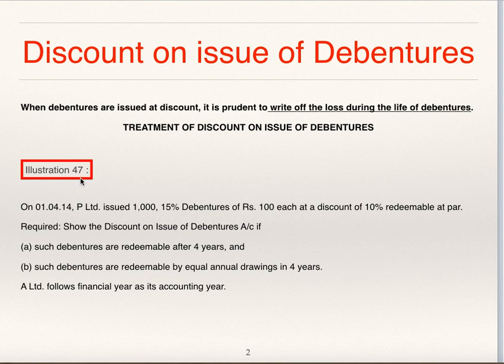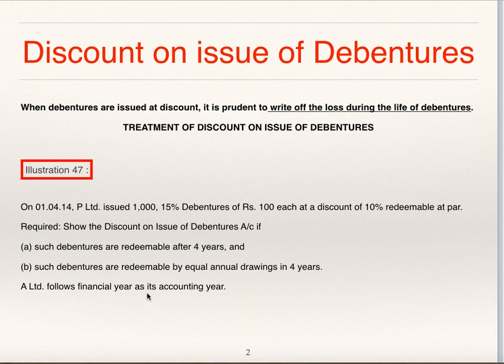First we'll see illustration 47. On 1/4/14, P Limited issued 1015% debentures of 100 each at a discount of 10% redeemable at par. Required to show discount on issue of debentures account if such debentures are redeemable after 4 years and if such debentures are redeemable by equal annual drawings in 4 years.